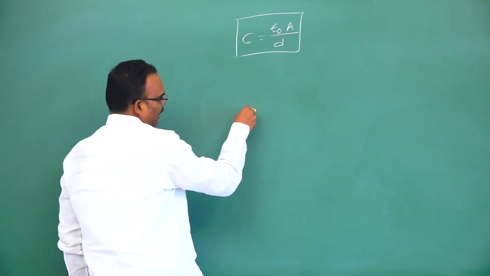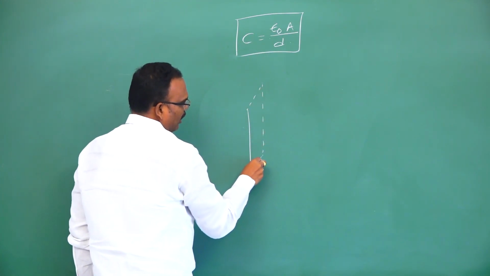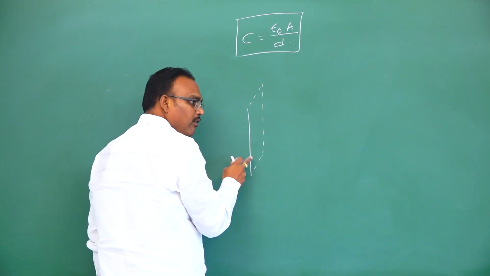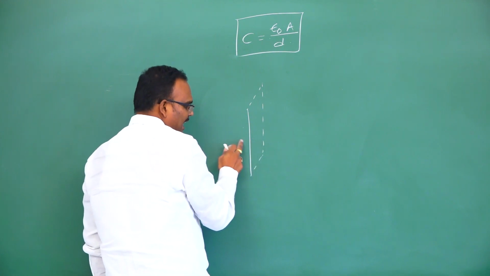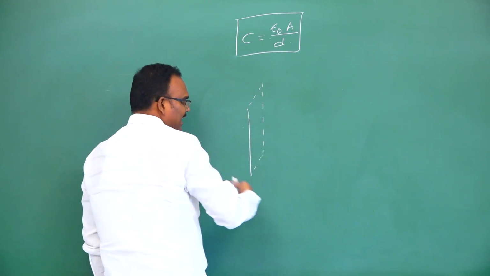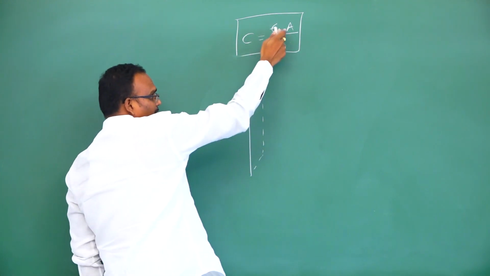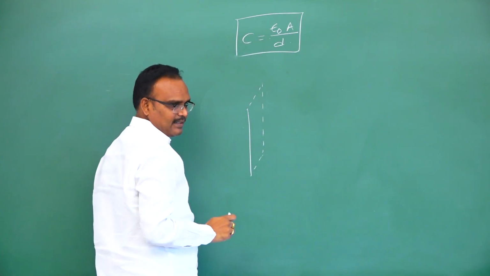For example, if you take a plate, the area, since the plate is two dimensional, we know, is length into breadth in the case of a rectangular plate. If it is a square plate, A square. If it is a disc, pi r square. That means the dimension of the plate is one of the factors for capacitance.